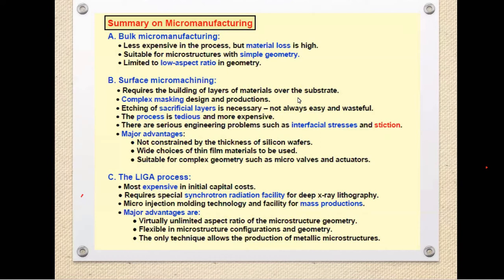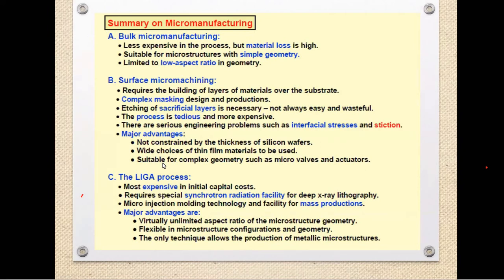And the LIGA process, we have discussed, requires a special synchrotron radiation facility for the deep X-ray lithography, and micro injection molding technology and facilities for the mass production can be possible with the LIGA process. So the measured advantage is virtually unlimited aspect ratio. What does this mean? Unlimited aspect ratio.